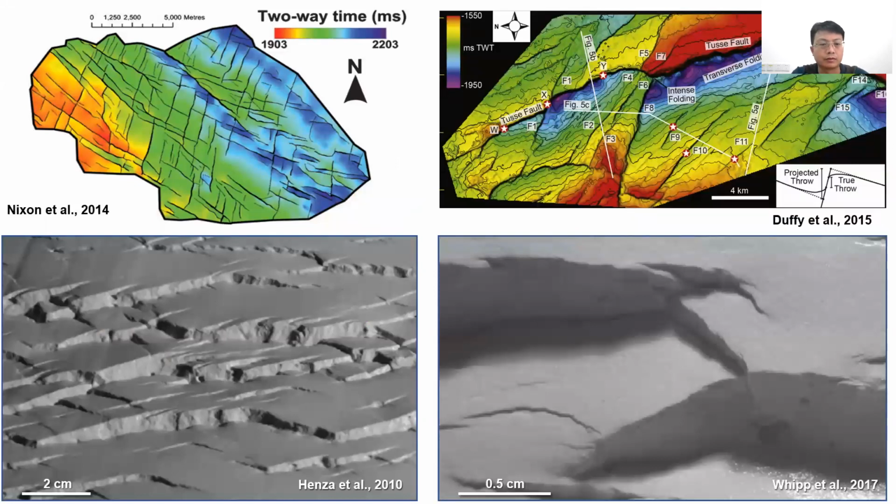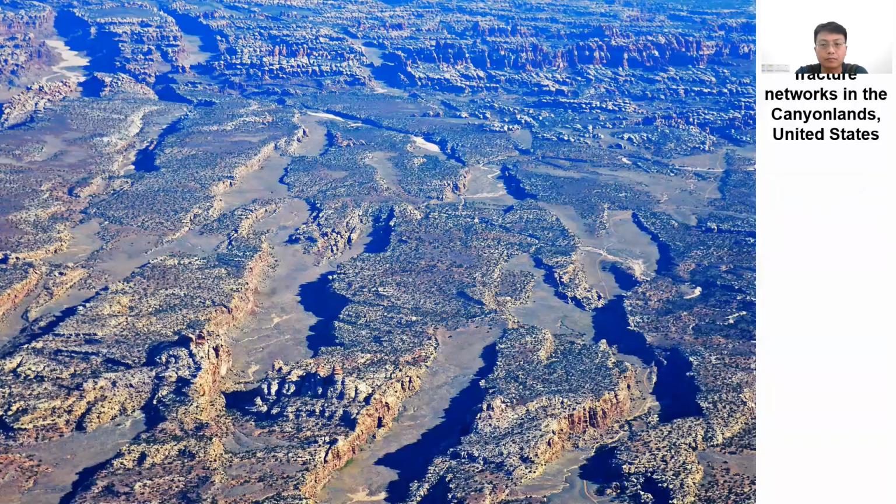However, not all the faults are actually parallel with each other, and many faults intersect and then develop into fault networks. For example, in the sedimentary basins provided by Nixon and Staffy, and even in the analogue modeling, we can see faults that have different orientations.